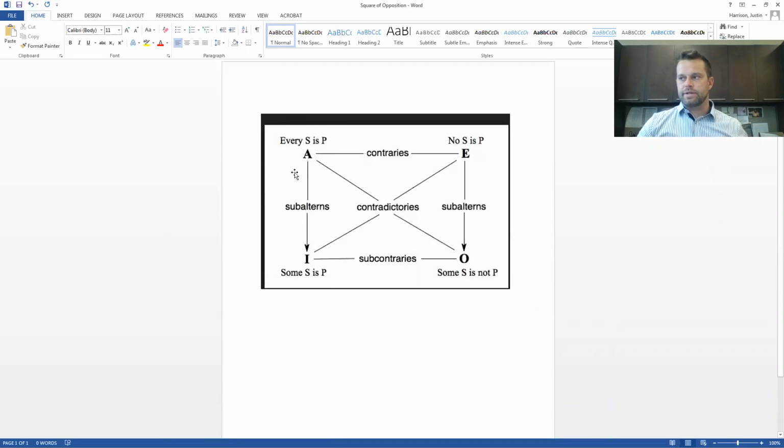Is this a valid immediate inference to make? Pause the video, answer it yourself, and think about it. The answer is yes. If a particular statement in the traditional square of opposition is given as false, the corresponding A form statement is false. One important note: this is the case in the traditional square when those are actually existing things.